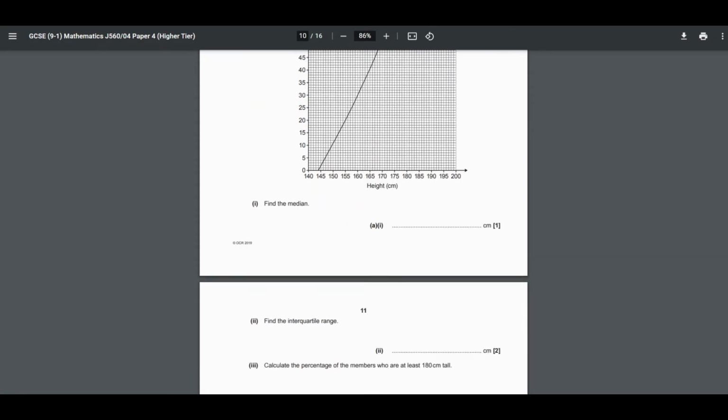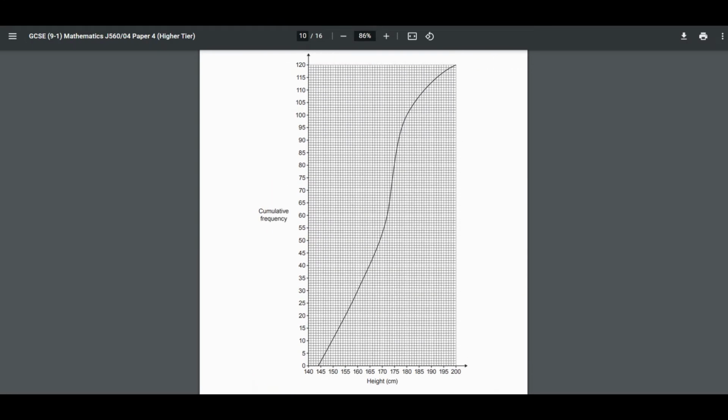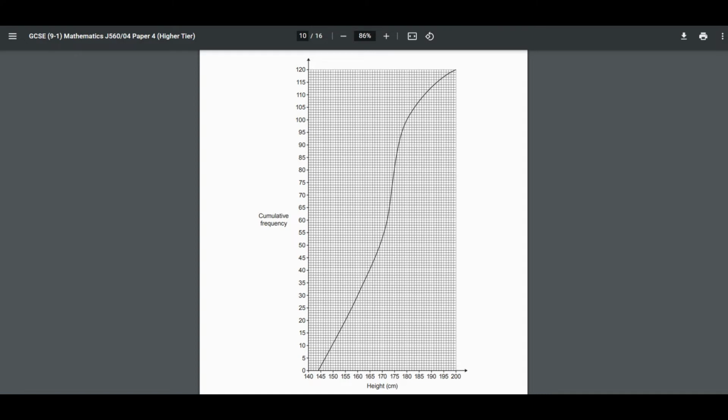Right, so the next question asks you to find the interquartile range from this data. So we go back to the data again. And if you're aware, the interquartile range is the upper quartile take away the lower quartile. That is what gives you the interquartile range, IQR. Now to start, to find the lower quartile, LQ, you'll do 120 and find a quarter of it, which is basically dividing by 4, and that gives you 30.